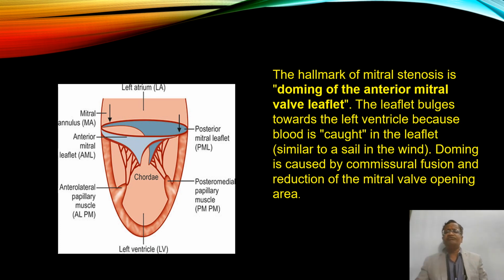The hallmark of mitral stenosis is the doming of the anterior mitral valve leaflet. See here, anterior mitral valve. These are the chordae tendineae. This is the papillary muscle, anterolateral, posteromedial, posterior mitral leaflet, mitral annulus. This is the LA and this is the LV.